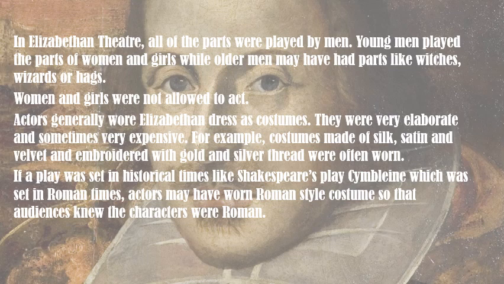In Elizabethan theatre, all the parts were played by men. Young men played the parts of women and girls, while older men may have had parts like witches, wizards, or hags. Women and girls were not allowed to act. Actors generally wore Elizabethan dress as costumes. They were very elaborate and sometimes very expensive. For example, costumes made of silk, satin, and velvet, and embroidered with gold and silver thread were often worn. If a play was set in historical times, like Shakespeare's play Cymbeline, which was set in Roman times, actors may have worn Roman-style costumes so that audiences knew the actors were Roman.